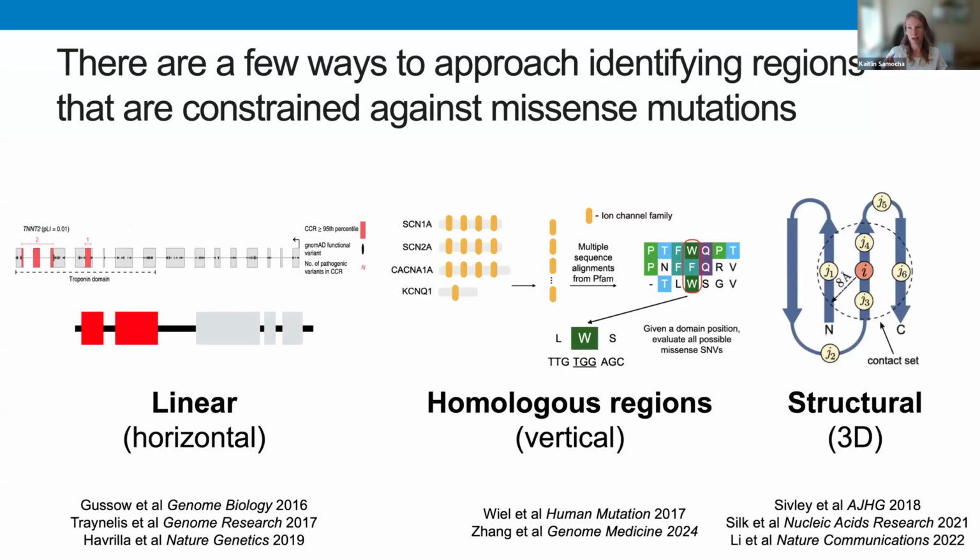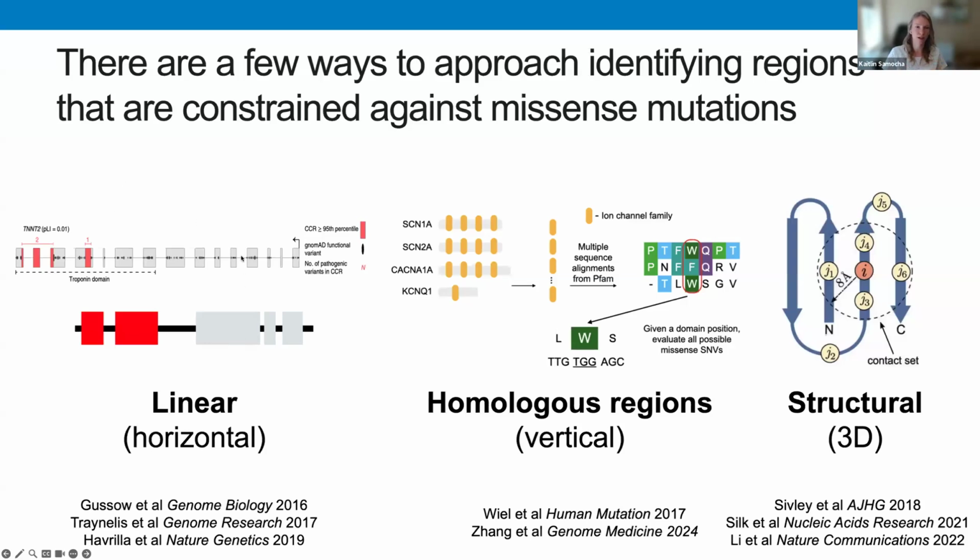And there have been a number of different approaches to this over the last couple of years, and there are three primary ways of going about it. The first is linear. This is looking in DNA space, or kind of horizontal. Here it's trying to identify in DNA space that these two exons are depleted of variation and these are not. There have been a handful of papers here.